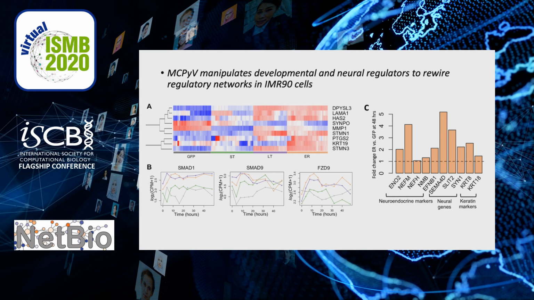In panel C, we observe that the ER caused increased expression of neuroendocrine and Merkel cell carcinoma markers, such as ENO2, NEFM, and CN1.